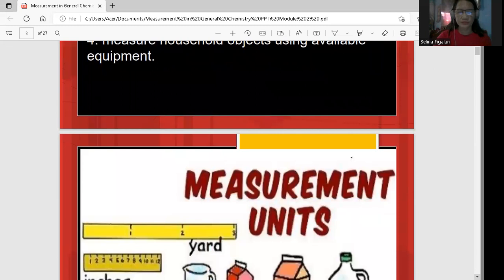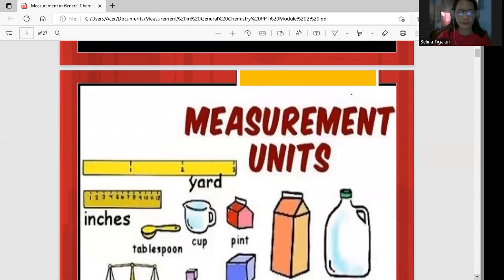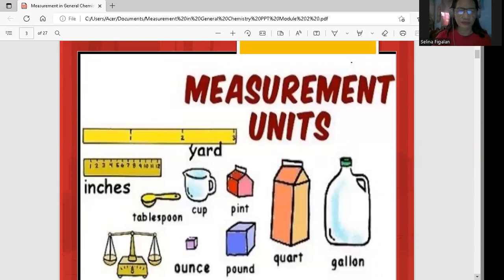Okay, so if you notice in your environment, for example, when you want to know about your height, you use a long tape measure to measure your height, or you use a weighing scale to weigh yourself to see if you are gaining or losing weight. Okay, so this is how important measurement is.